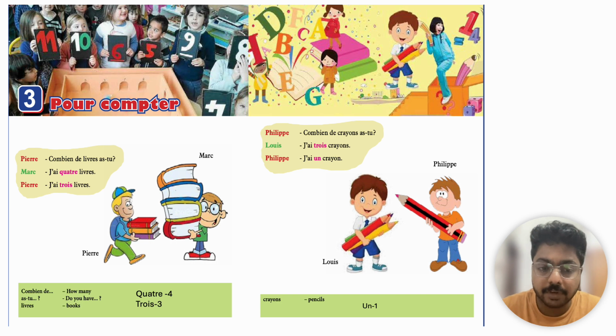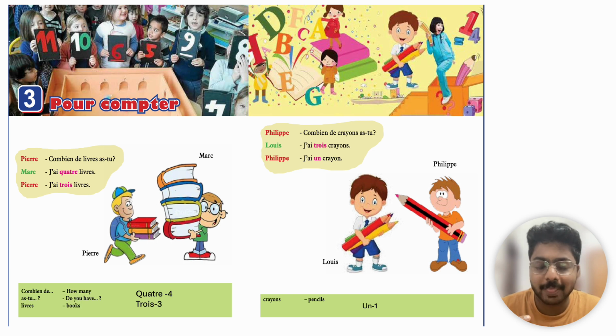Pierre, combien de livres as-tu? Marc, j'ai 4 livres. Pierre, j'ai 3 livres.